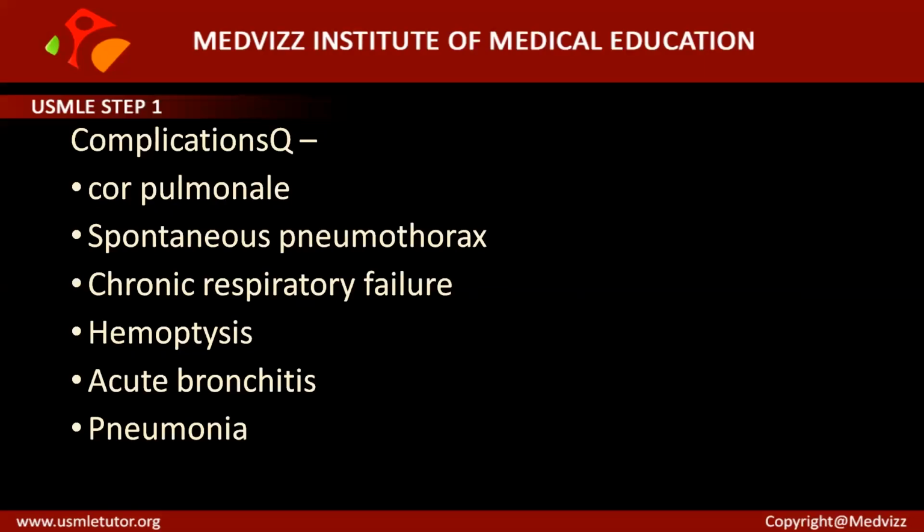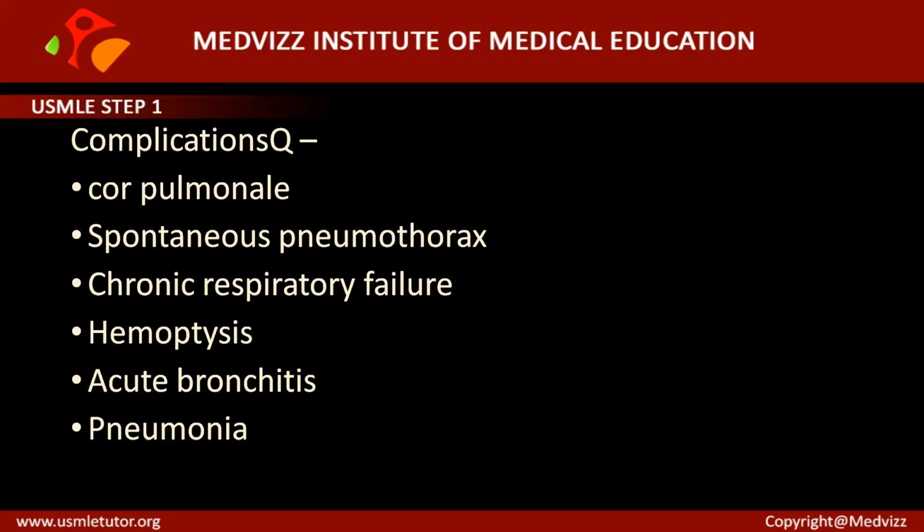Even in other types of emphysema, other complications like spontaneous pneumothorax, chronic respiratory failure, hemoptysis, all these are rare when compared to cor pulmonale. That's why, whatever may be the type of emphysema you see, cor pulmonale is considered to be the most common complication.